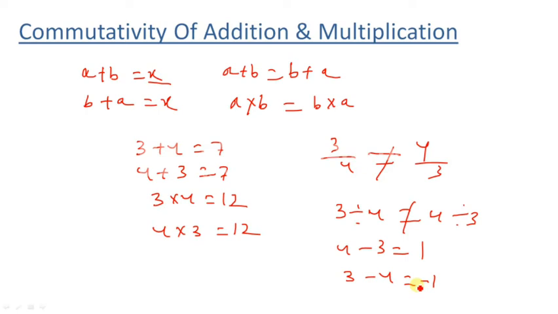So first we studied the closure property, then the commutative property. Basically, commutative property means if you alter the positions, A plus B is equal to B plus A. If you alter the position, then the result remains the same. So commutative property is obeyed by the addition and multiplication of whole numbers. Now let's go to the next property, which is the associative property of addition and multiplication.